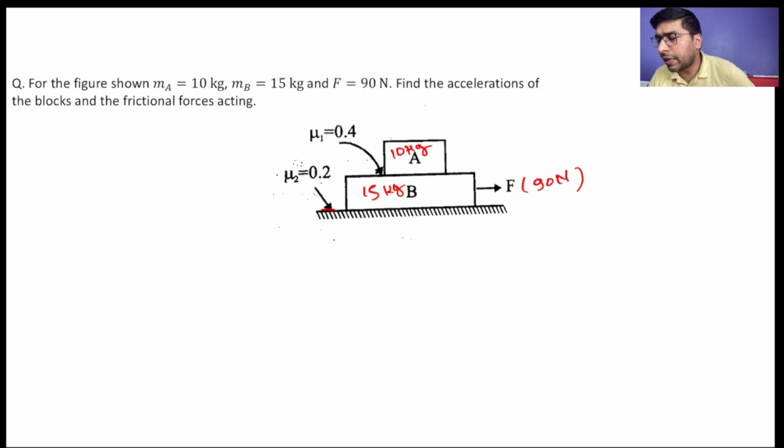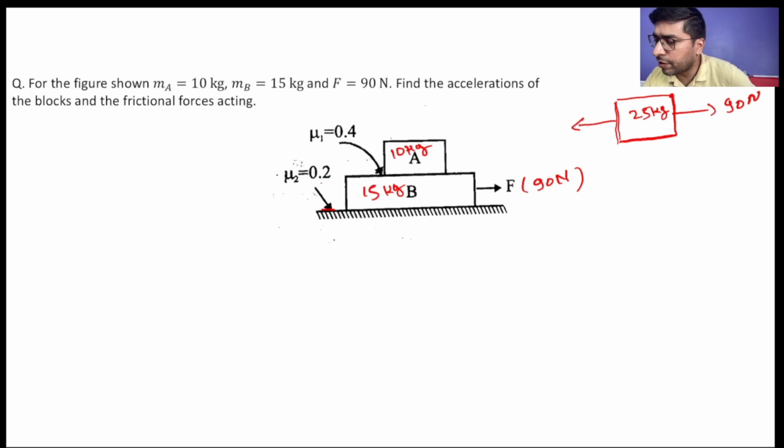If blocks A and B are moving together, then in that case, if we draw the free body diagram of both, we will consider A and B as a system, right? So the mass of this system of A and B will be 25 kg, right? And F will be working in this direction, 90 Newton.